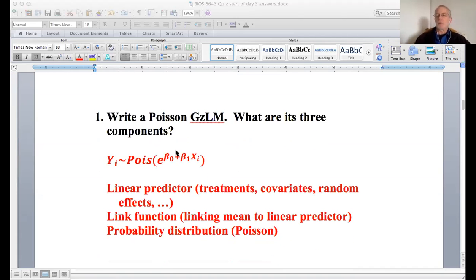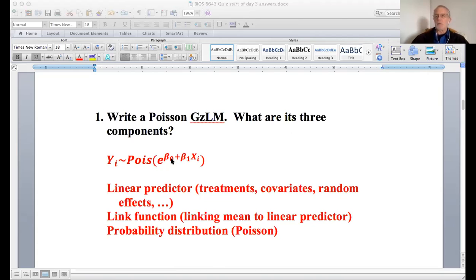So here you go. And by the way, I'll send this to Matt. Maybe I already sent it to him, I can't remember, but he'll post this, so no need to write all this stuff down while we're talking. So here's the Poisson, there's the outcome distribution. The mean of the Poisson has to be positive, and the exponential function keeps it positive. That's just another practical thing the link function does. Partly it puts you on a nice scale.